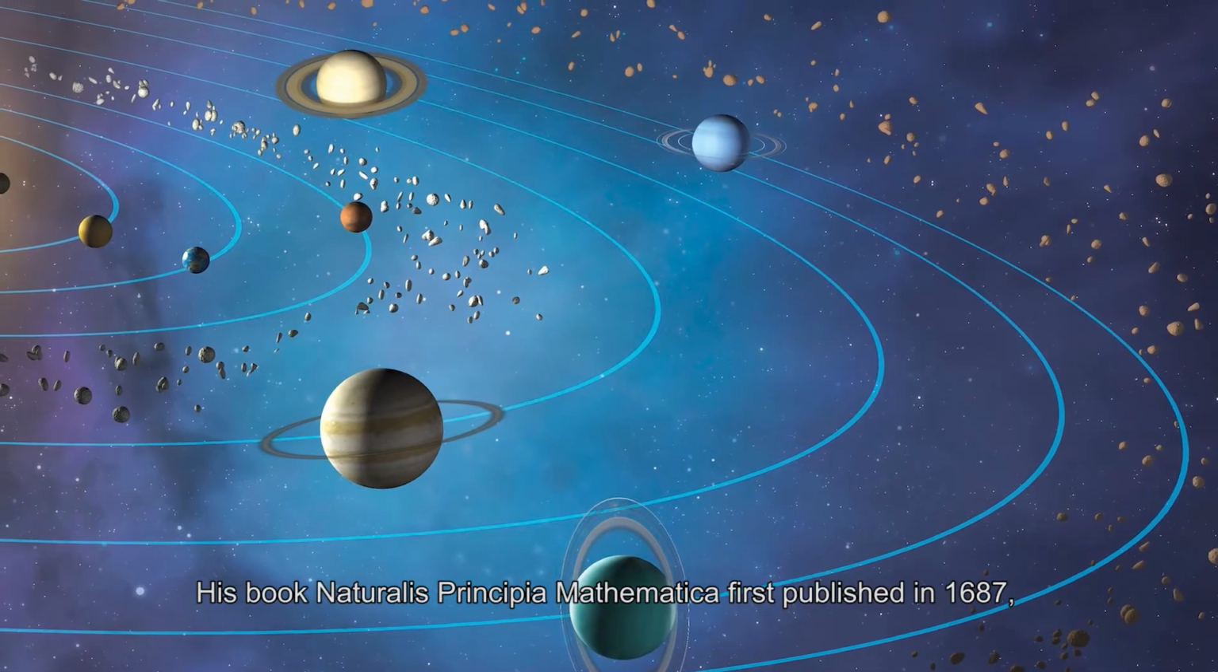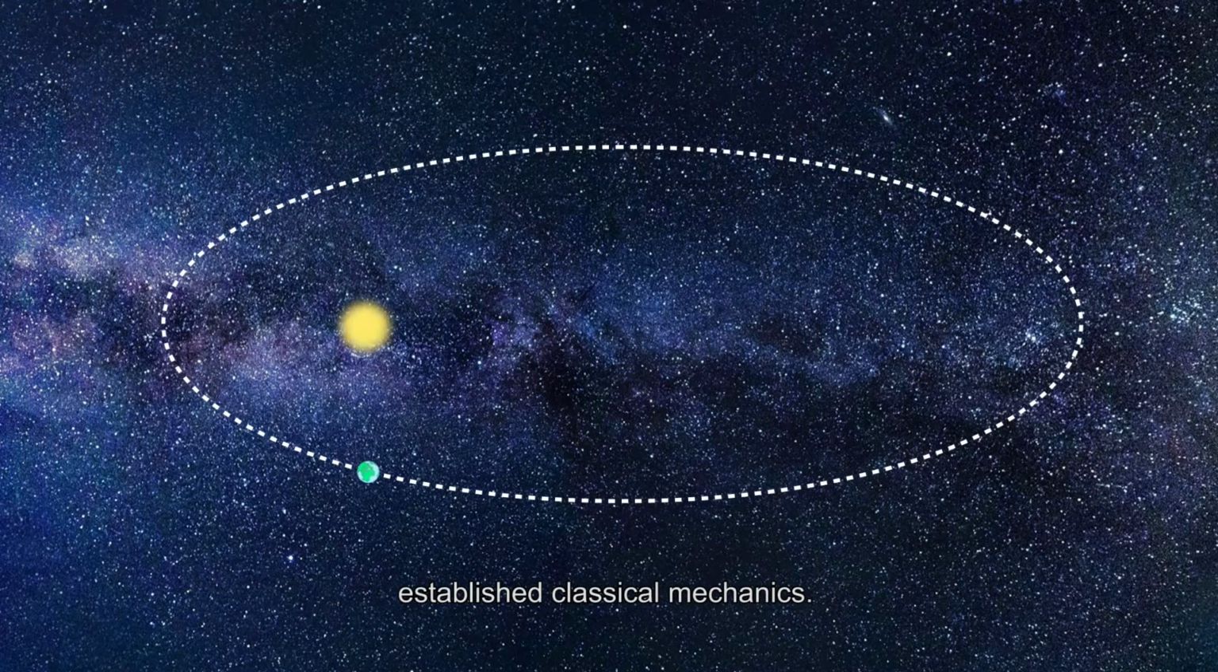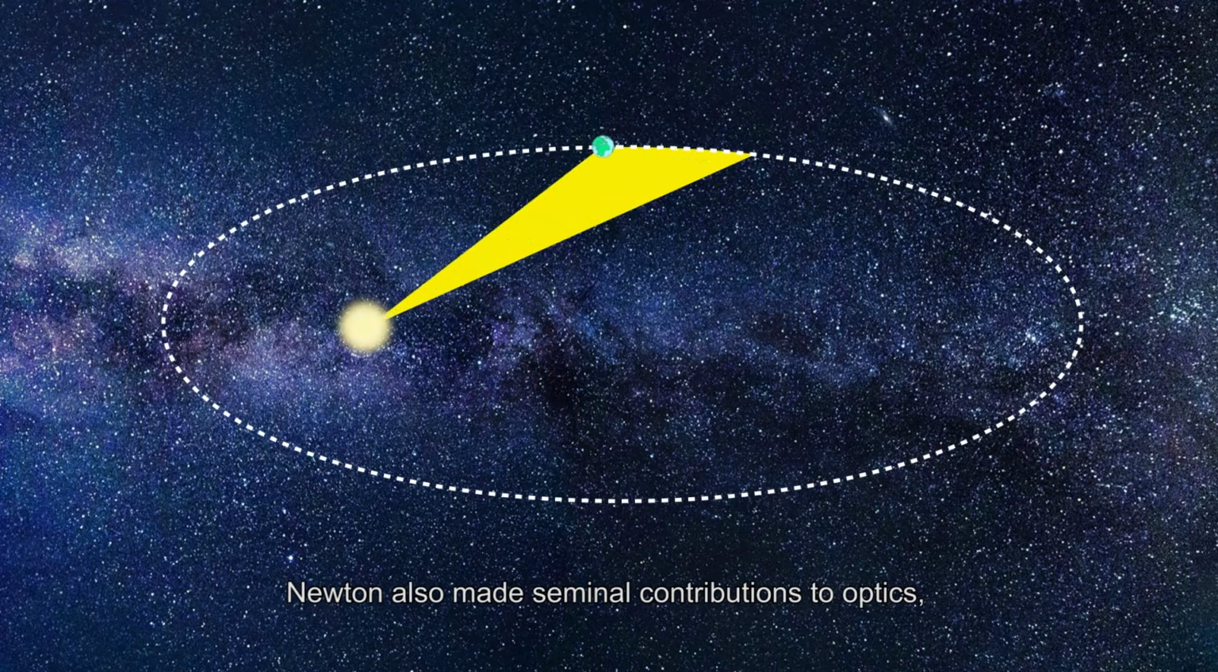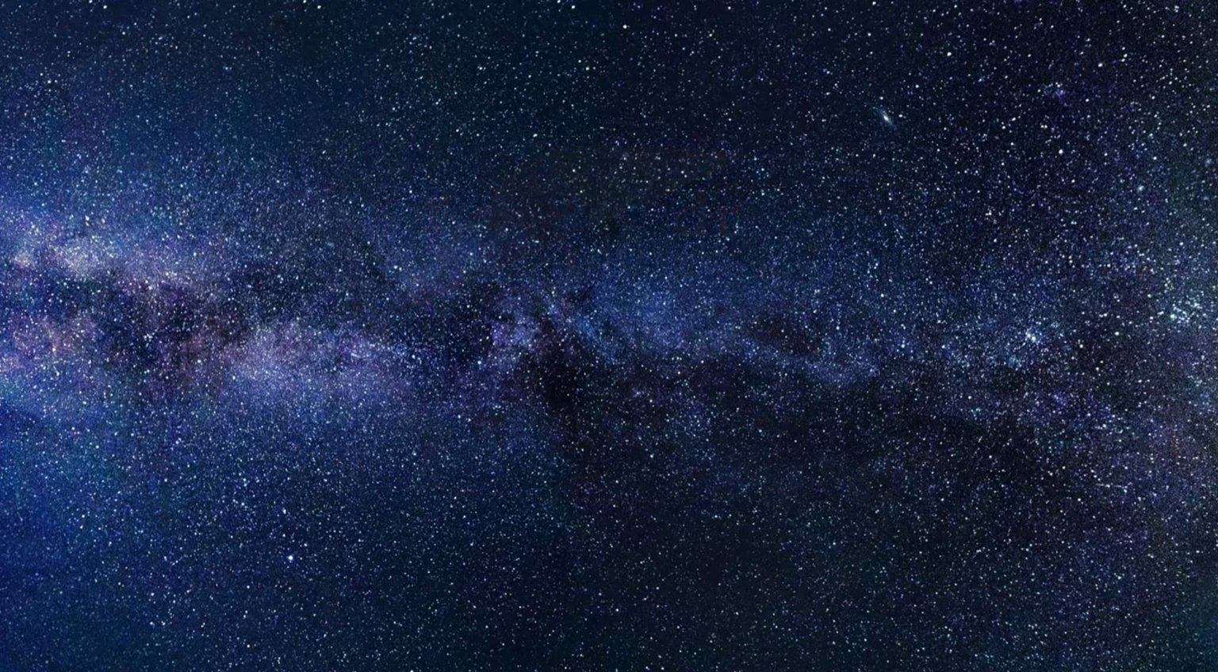His book Naturalis Principia Mathematica, first published in 1687, established classical mechanics. Newton also made seminal contributions to optics, and shares credit with Gottfried Wilhelm Leibniz for the development of calculus.